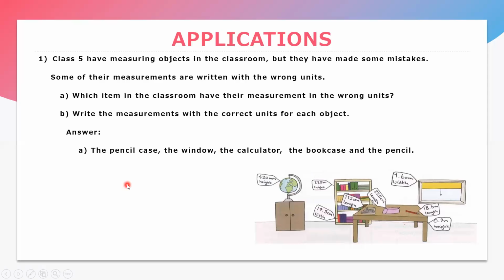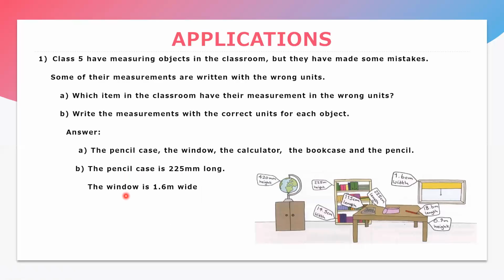So now the next part, part B, is where we need to correct these items' units to the exact ones. We will start with part B, beginning with the pencil case. The pencil case is given as 225 centimeters. It won't be 225 centimeters, a little smaller. So it will be 225 millimeters long.